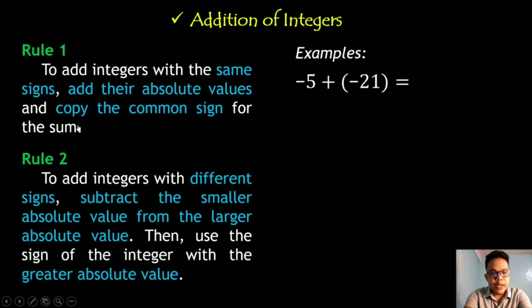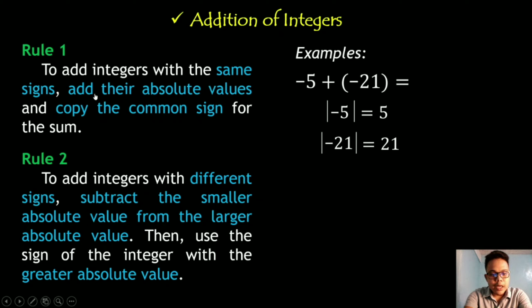Kaya rule number 1 ang gagamitin natin dito. First, kunin muna natin yung absolute values ng mga integers na negative 5 and negative 21. So the absolute value of negative 5 equals 5, and the absolute value of negative 21 equals 21.